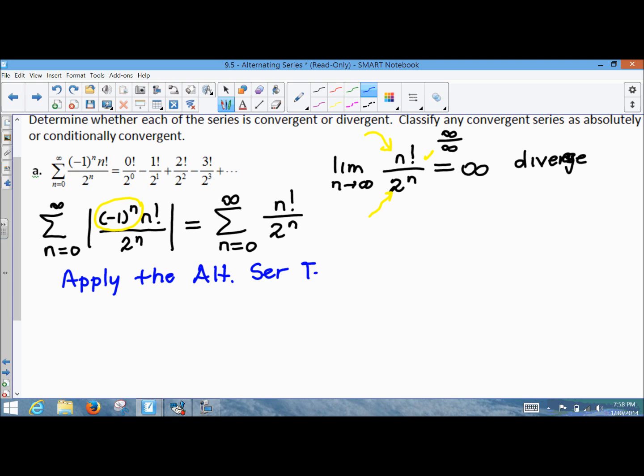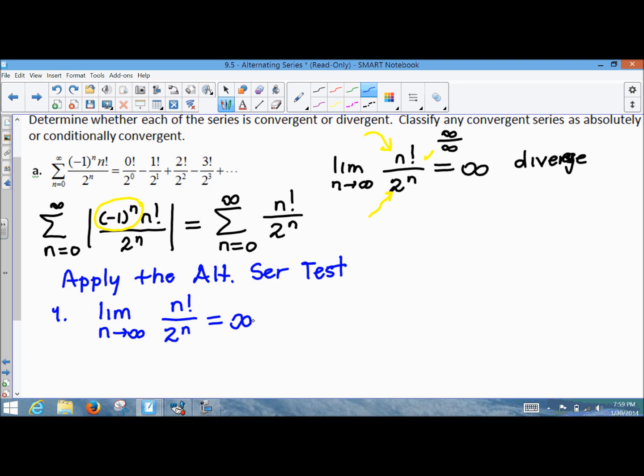And you might ask, what exactly is the alternating series test? Remember, it's got two criteria. The first criterion simply says that you find the limit, as n approaches infinity, of the non-alternating component, that would be the n factorial over 2 to the n. Of course we can find that limit. We already did that up here for the nth term test, and we know that the answer is infinity.